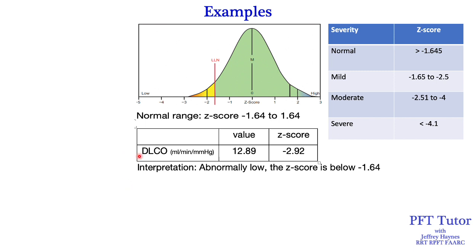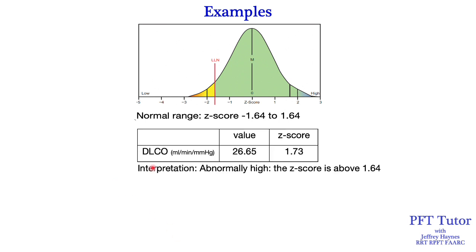Next, we have a recorded DLCO of 12.89 mLs per minute per millimeter of mercury. The z-score is minus 2.92, that's close to minus 3, way over here. So this is abnormally low. The z-score is below our lower limit of normal of minus 1.64. And based on the z-score of minus 2.92, this would be classified as moderately impaired.